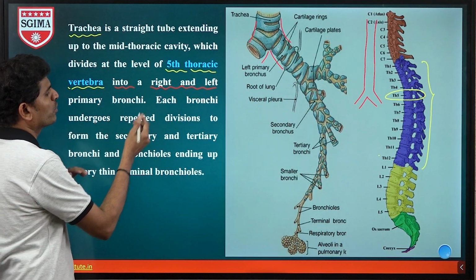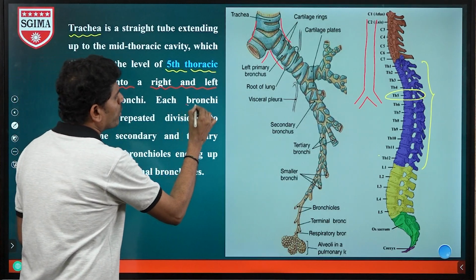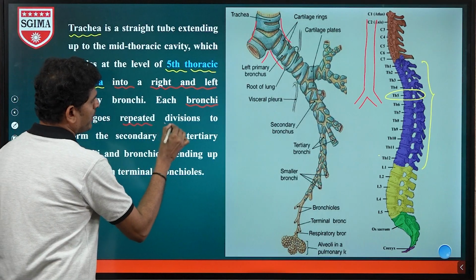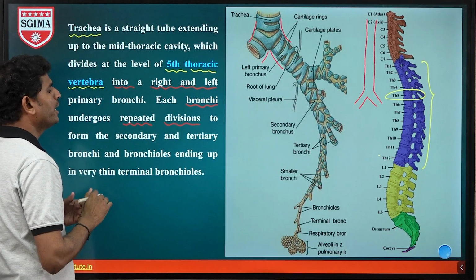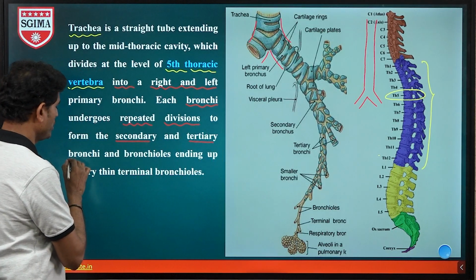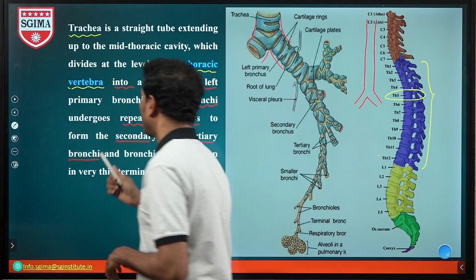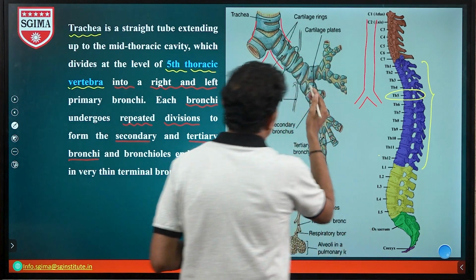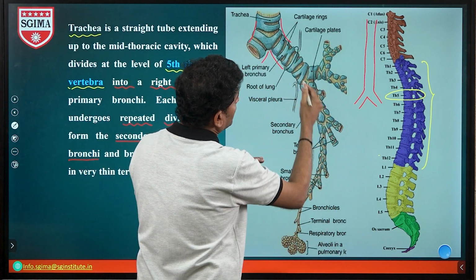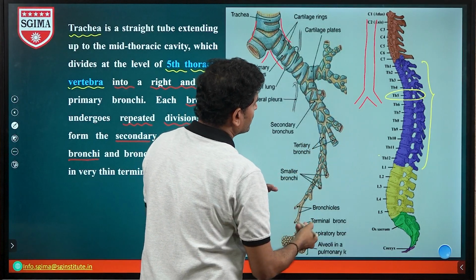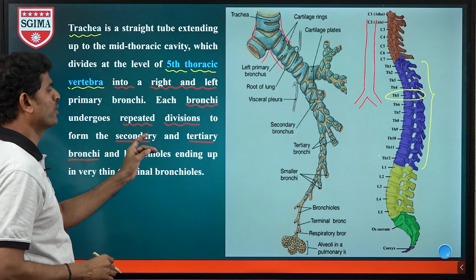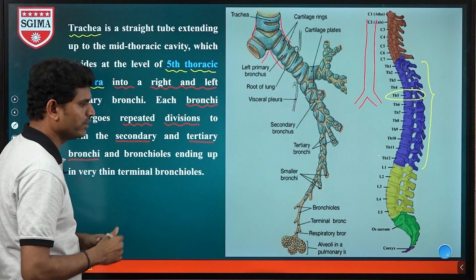Each bronchus undergoes repeated divisions and produces secondary and tertiary bronchi. When the primary bronchi enter the lungs, the branching continues. So primary bronchi, secondary bronchi and tertiary bronchi will be there. I will explain that further.